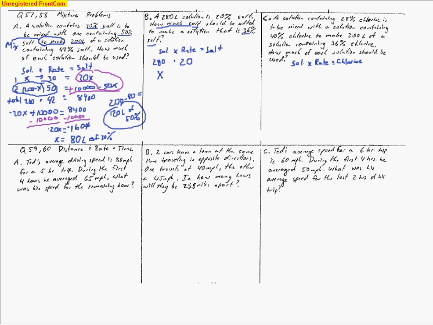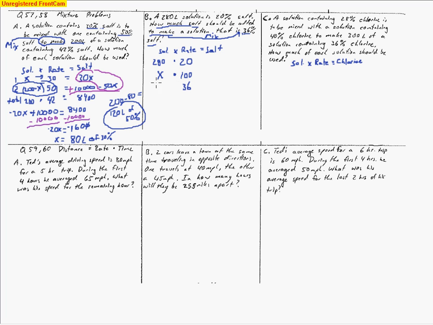Well, if it's just salt that's being added, it's 100% salt. It's not 90% salt and something else. It's just pure salt, so 100% is the rate. And we want to make, see right here, to make, that tells us that this 36% is our mix. So we put that down at the bottom here. So 36 is our mix.